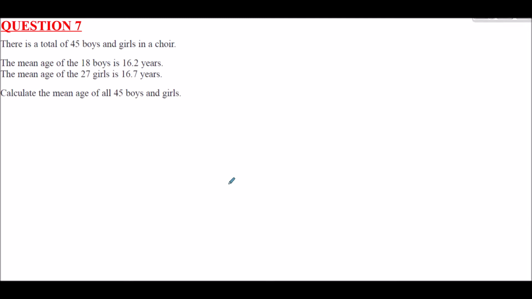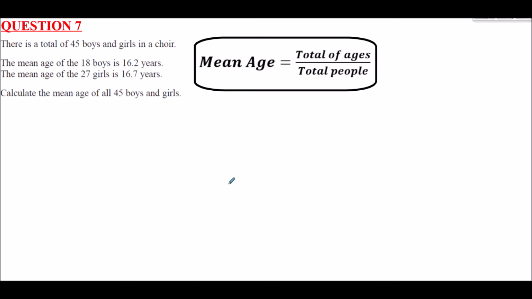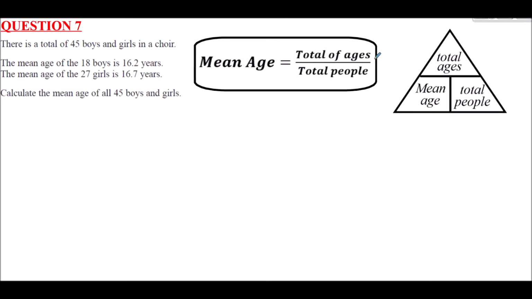Question 7. There's a total of 45 boys and girls in a choir. So we're talking about mean ages of the boys, mean ages of the 27 girls. Calculate the mean age of all 45 boys and girls. So we need to remember the formula for the mean. The mean is the total of all objects divided by the number of objects. So adapting that idea here, the mean age is the total of all ages divided by the total number of people. And we can put this into a formula triangle. So mean age is total ages divided by the total number of people.